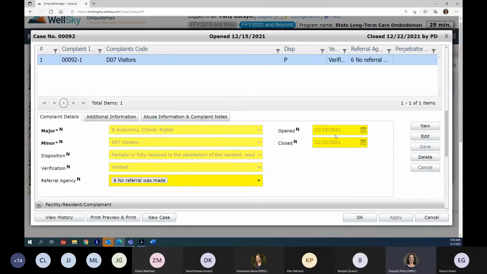You can see that I had just a few days, about 7 days, when I opened and closed this case. I have marked it as fully resolved, partially or fully resolved, and verified. I personally observed the staff inform residents they couldn't have any visitors in the building, and I knew that was incorrect. That is my method of verification there.